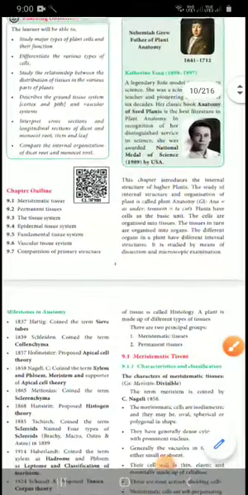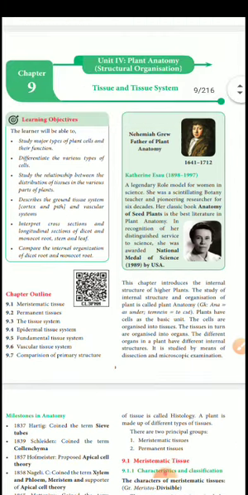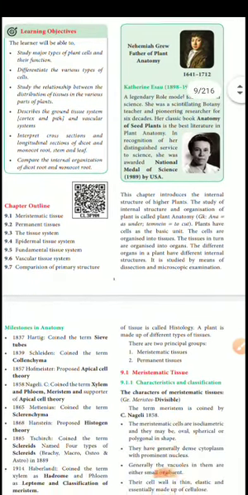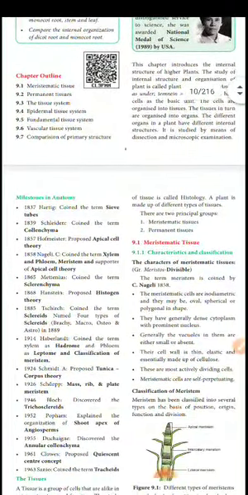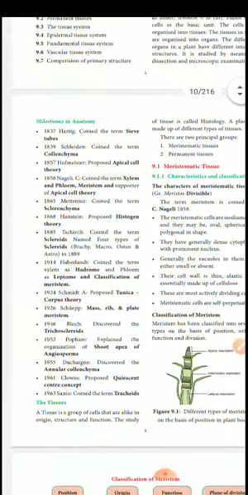Good afternoon, students. Today we will see the new chapter, tissue and tissue system. This is what we call plant anatomy. In this chapter we can read about how the fundamental tissue system and the vascular tissue system are formed. Everything we can read there: meristematic tissue and permanent tissue. There are two tissues.